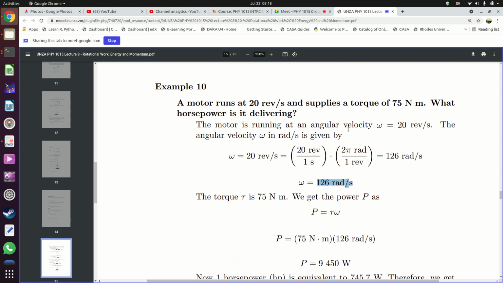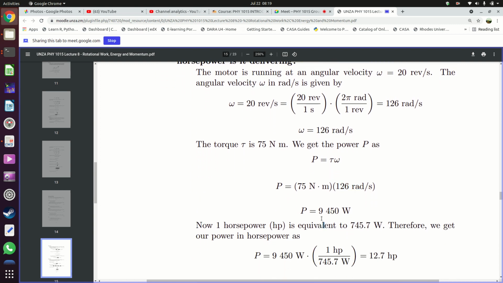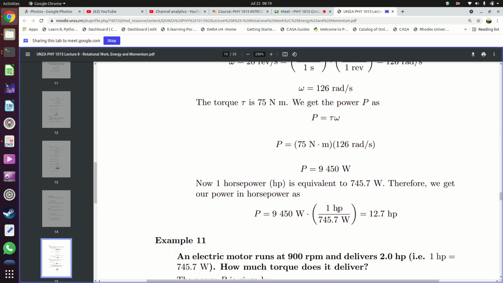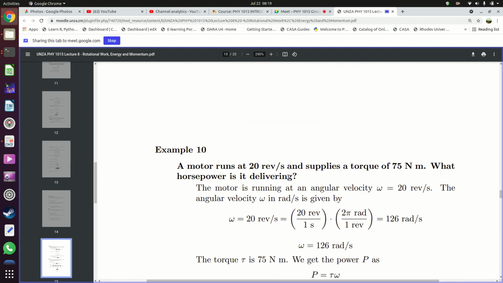We have been told that the torque which is being supplied, the turning effect, is 75 Newton meter. So we can work out the power which is being transmitted. The power P is equal to the torque multiplied by the angular velocity, which is 75 Newton meter multiplied by 126. Then we end up having a power which is equal to 9,450 watts. Now, this is our power in watts, but we have been asked to find the power in horsepower.